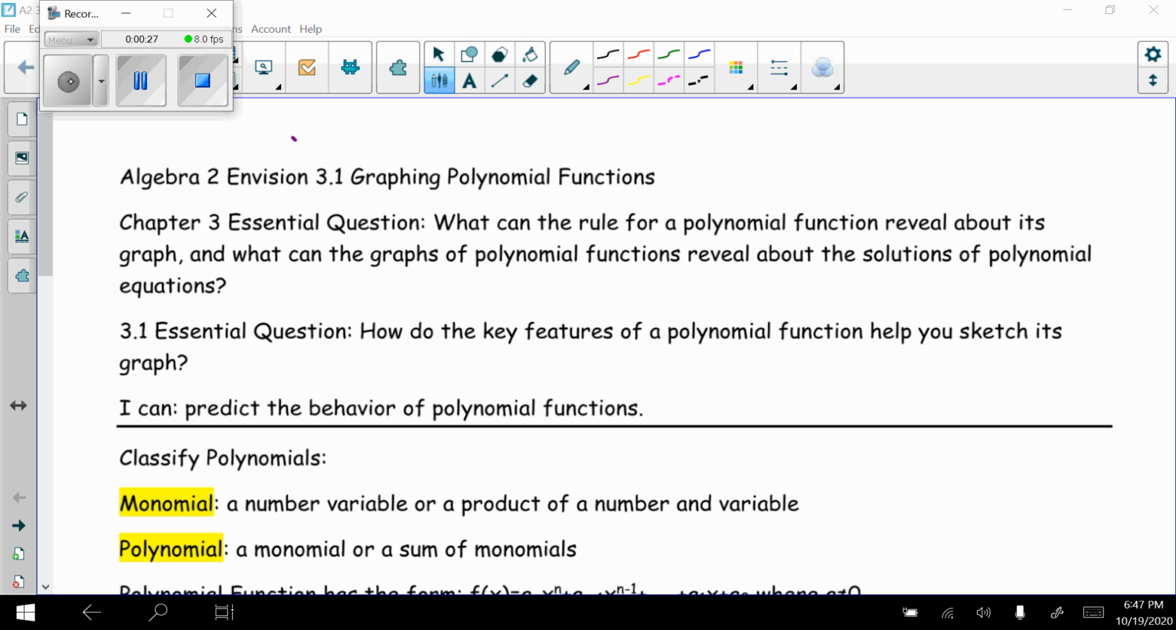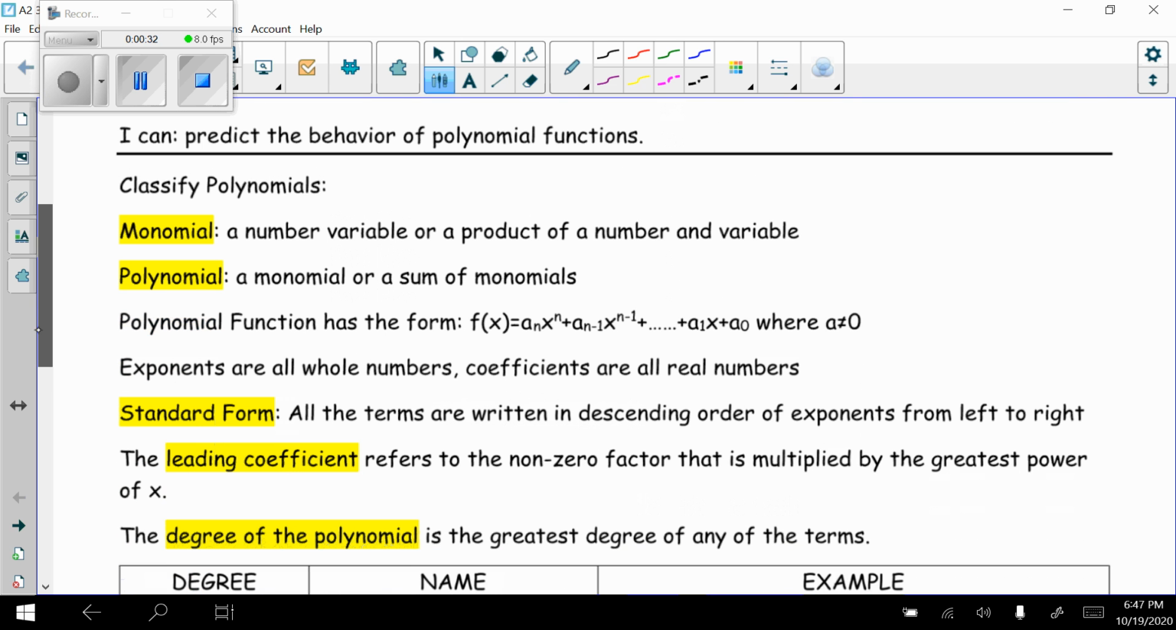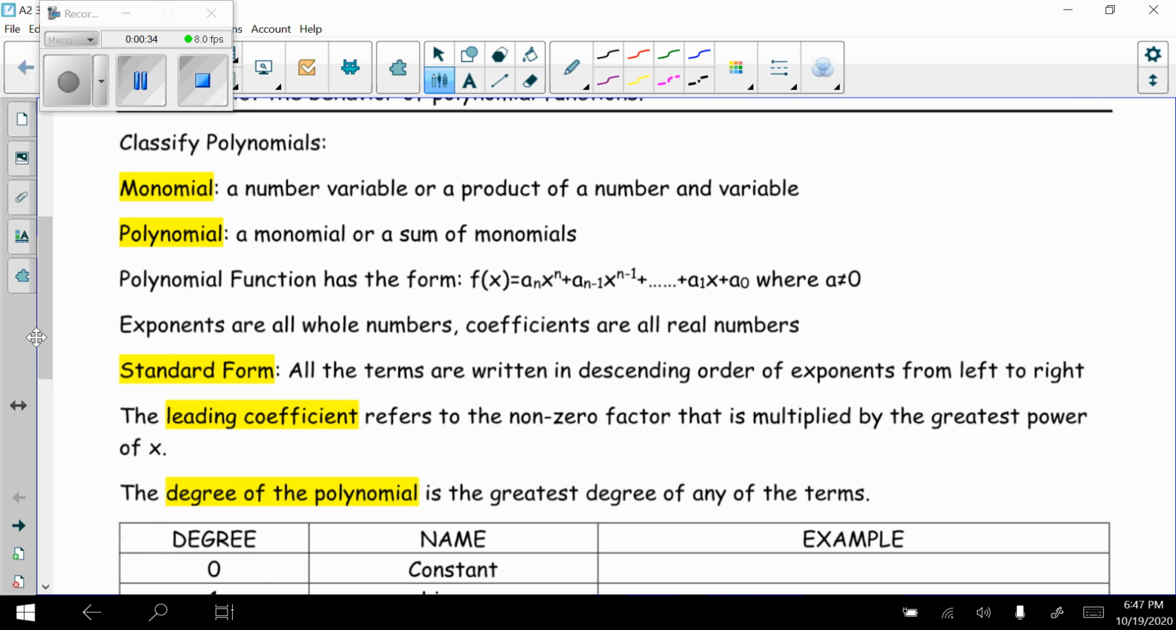So first, let's get some vocabulary out of the way. How do we classify polynomials? A monomial is a number, variable, or a product of a number and variable. An example of this is x or 2x. Okay? So monomial, just one. Polynomial: a monomial or a sum of monomials. So an example, you could have x squared plus 3x minus 10.